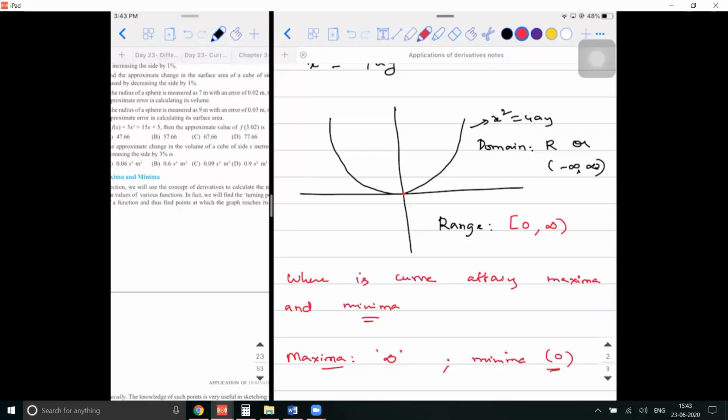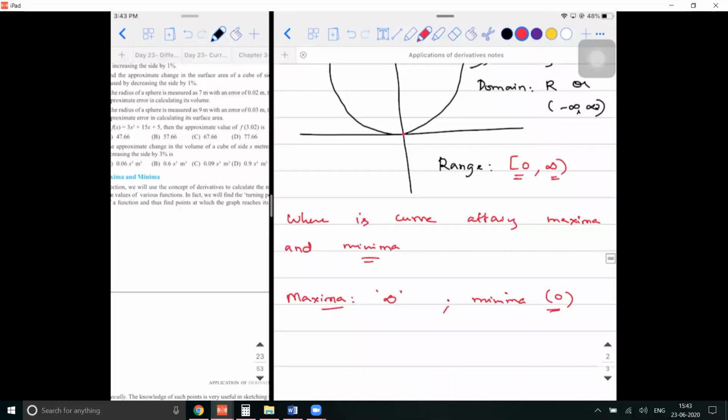So where are you getting these values from? You can find it from the range also. If you're able to define the range of the function, you're able to find it. Now you told the point: minima at 0. So what should be that value? Is it the x value or the y value? Should I write maxima is attained at x is equal to infinity or y is equal to infinity?